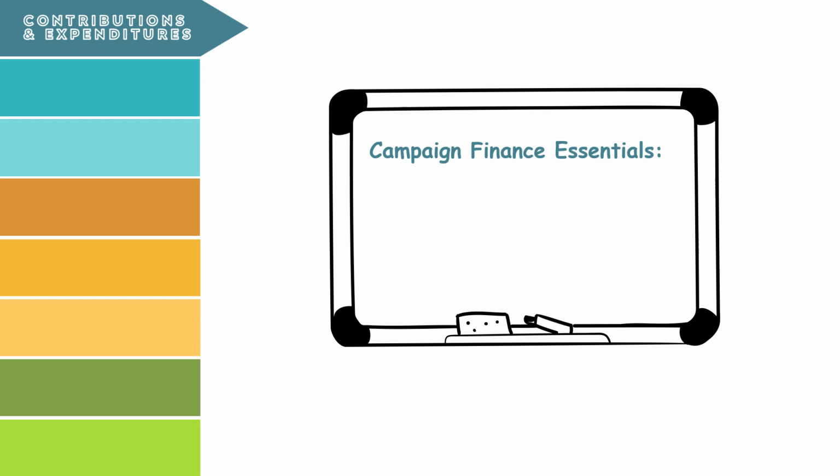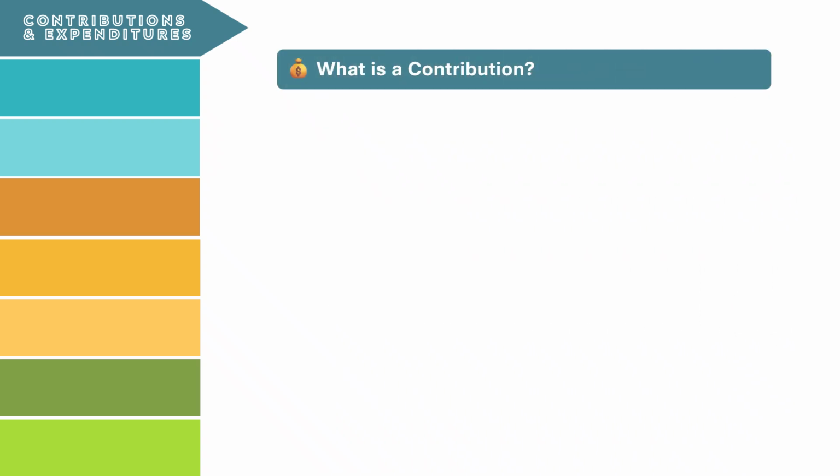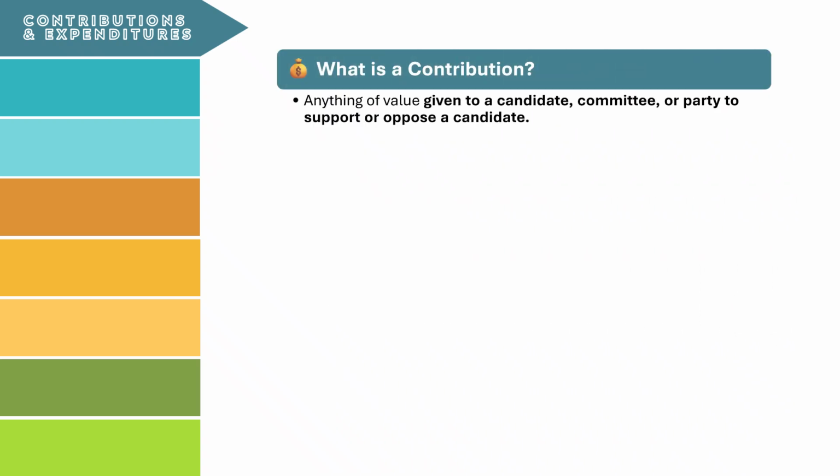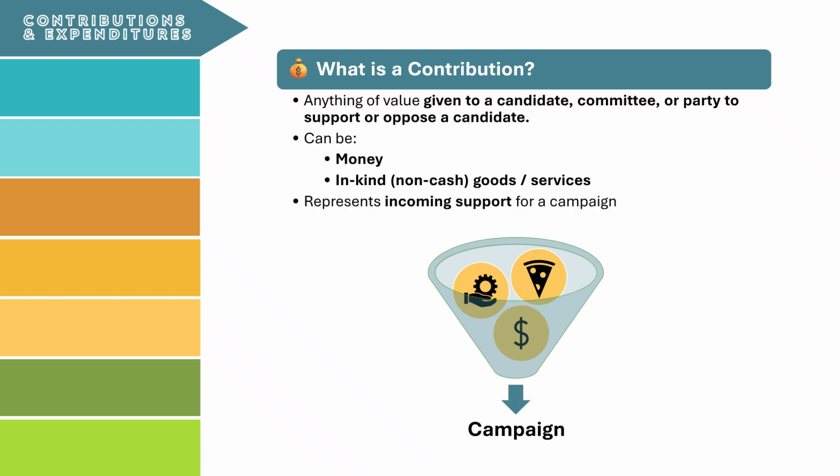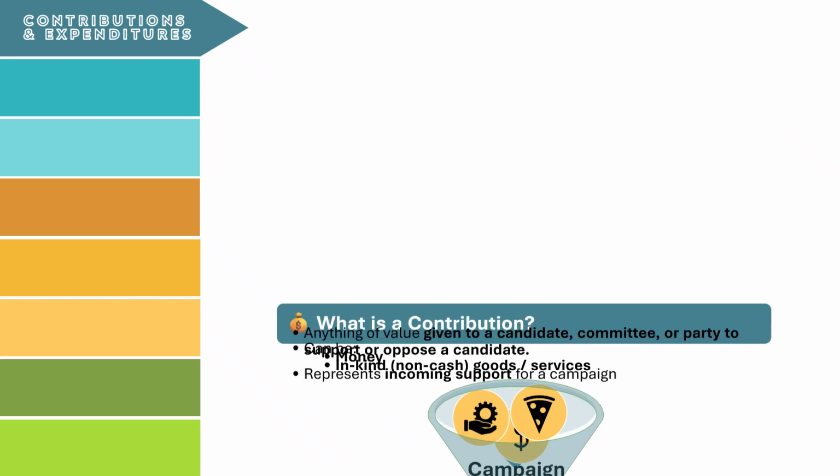In this section, we'll cover two of the most common terms in campaign finance: contributions and expenditures. Let's begin with contributions. A contribution is anything of value given to a candidate, political committee, or party to support or oppose a candidate. This can include money or in-kind non-monetary contributions like donated goods or services. In short, contributions represent incoming support to a campaign.